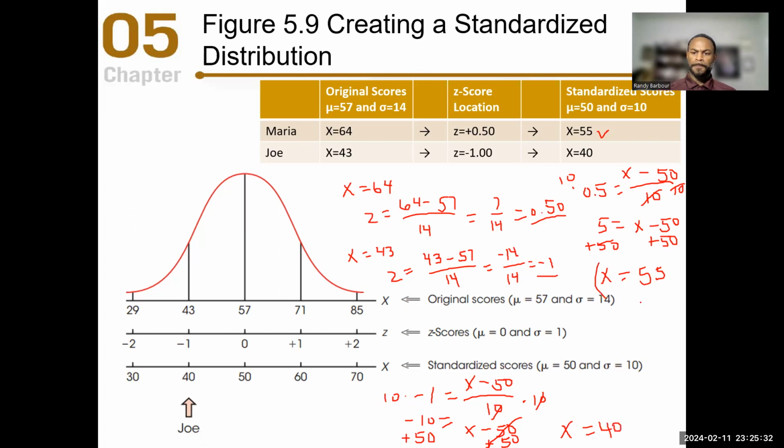So our new scores now lie here. This is where Joe sits, at 40, and Maria sits in here somewhere. She's about at a half standard deviation, so she's about right here. This is Maria. Yep, she sits right here at 55.